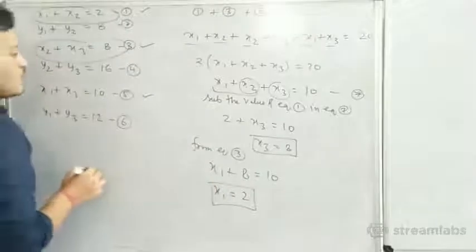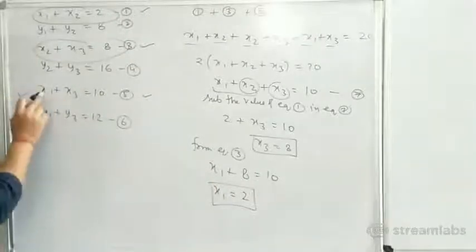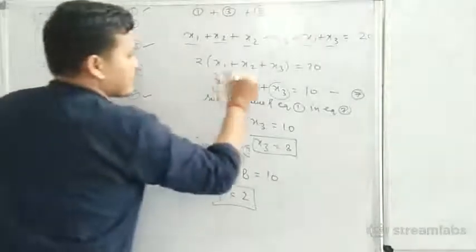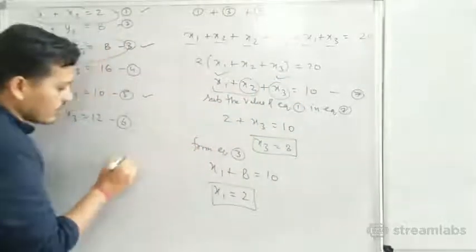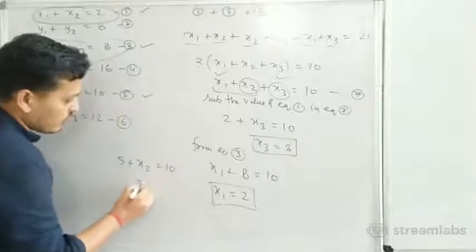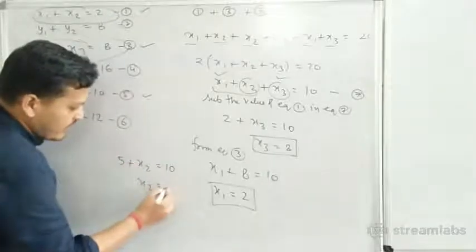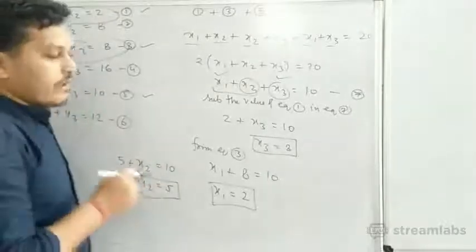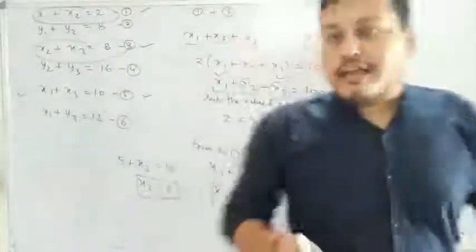Now the value of x2. With the help of equation number 5, x1 plus x3 is 5. x2 is remaining. So 5 plus x2 is equal to 10. So x2 is equal to 10 minus 5, 5. So these are the values of x1, x2 and x3.